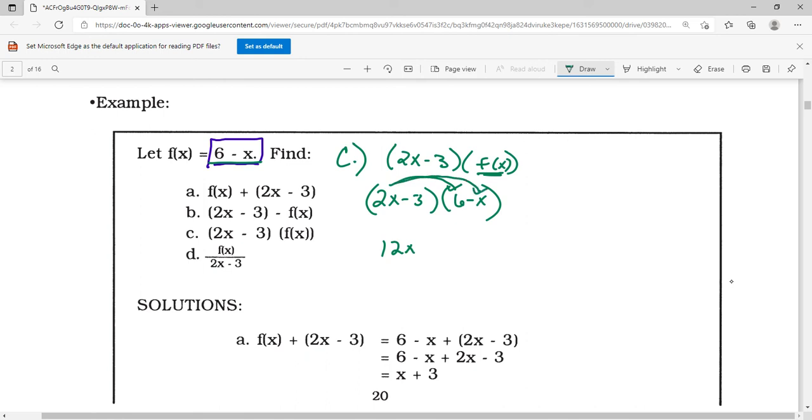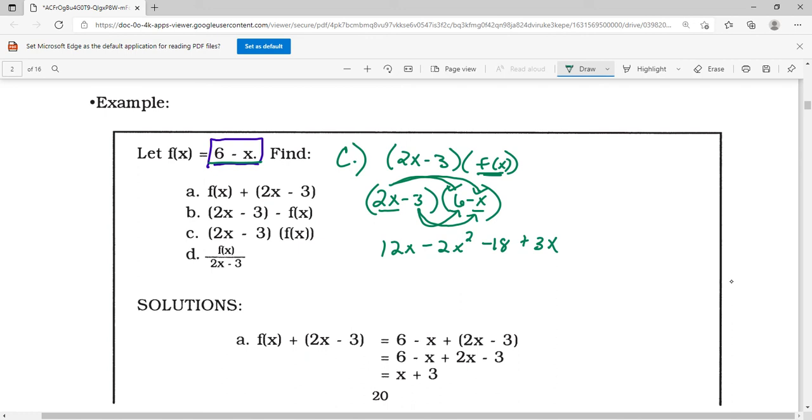2 times x would be negative 2x squared, so 2x times negative x, negative 2x squared. Then this one would have negative 3 times 6 would be negative 18. And then negative 3 times negative x would be positive 3x, because we have a negative times a negative.